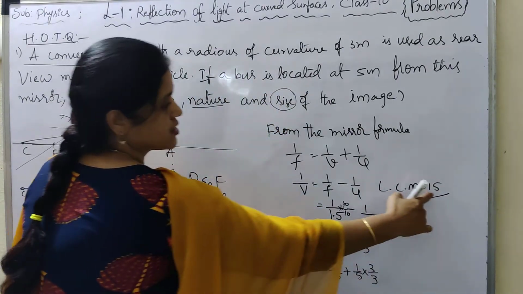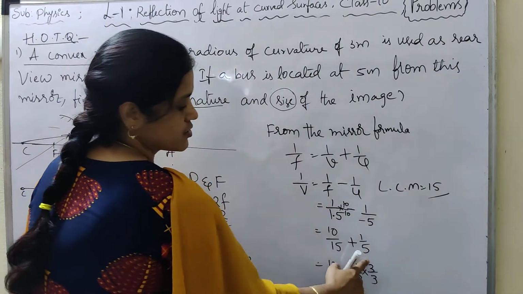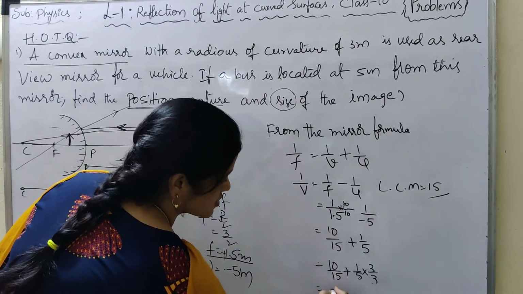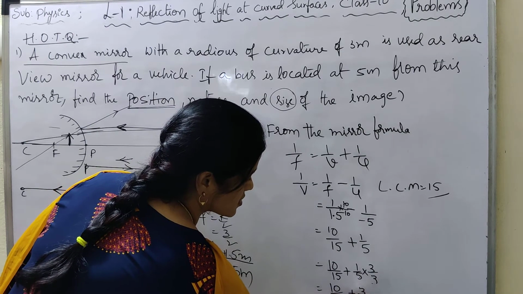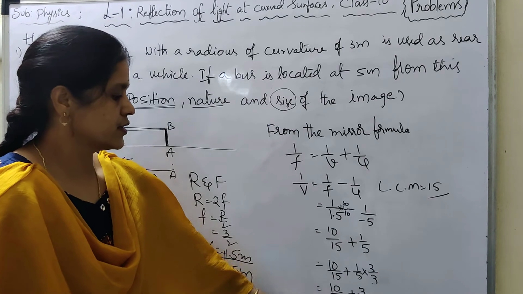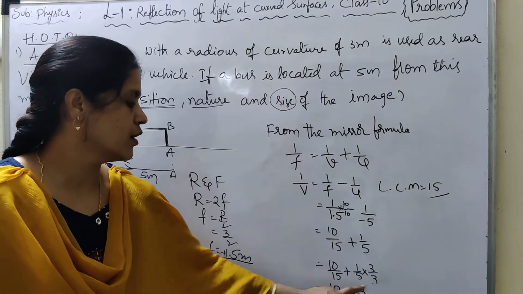So this is 15 in this one. So no need to write 1 by 1. This is 5 in LCM 3 times. 3 by 3 you must write it. So when you multiply the numerators and the denominators, you will get like this. The denominators are the same. When the denominators are the same, just simplify the numerators.